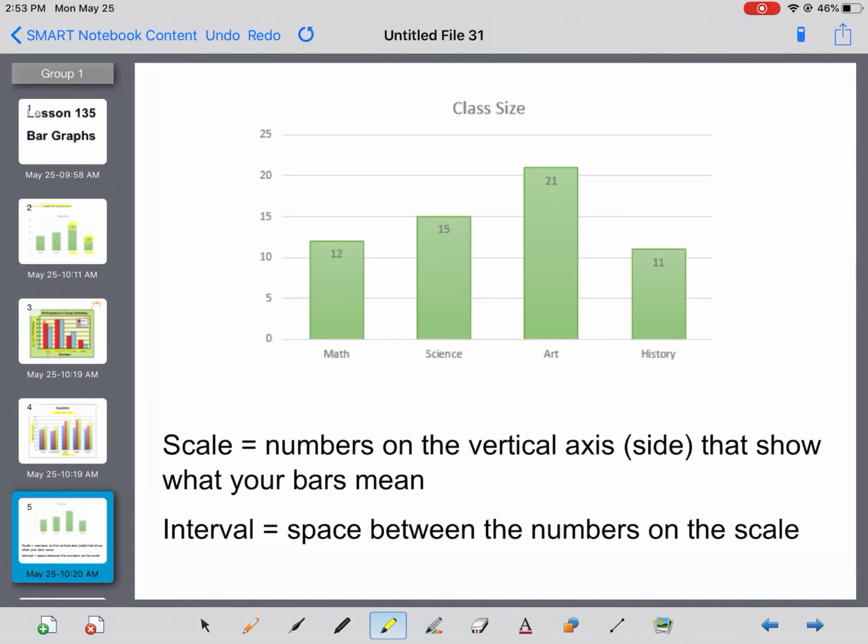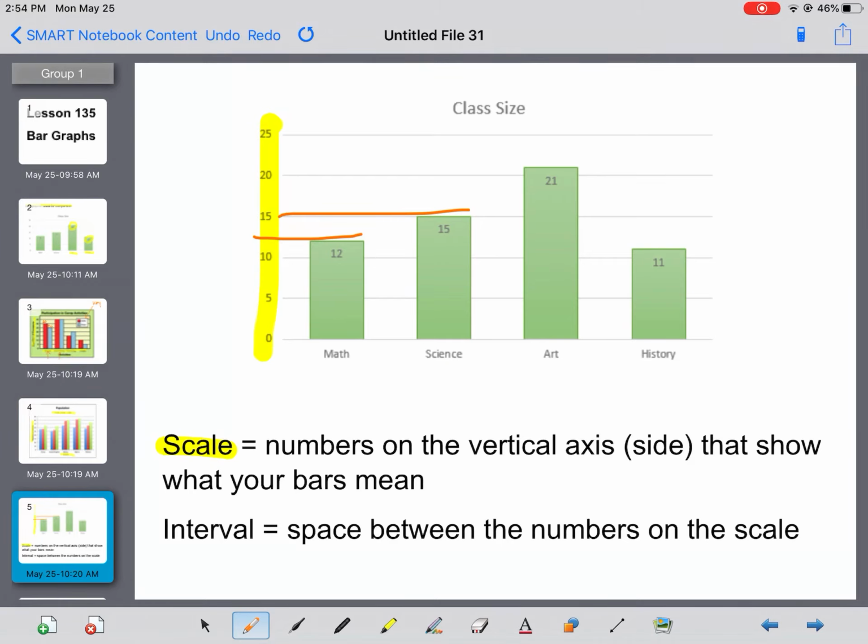Then just a few terminology things. The first thing we need to know is the word scale. A scale is just the name for what I'm highlighting right now: the numbers on the vertical axis, or the side, that show what your bars mean. So for this graph, it goes from 0 to 25. So we know that the number of students taking each class is somewhere in between 0 and 25, and then our individual bars line up with certain points on that scale, which gives you the information you need to know.